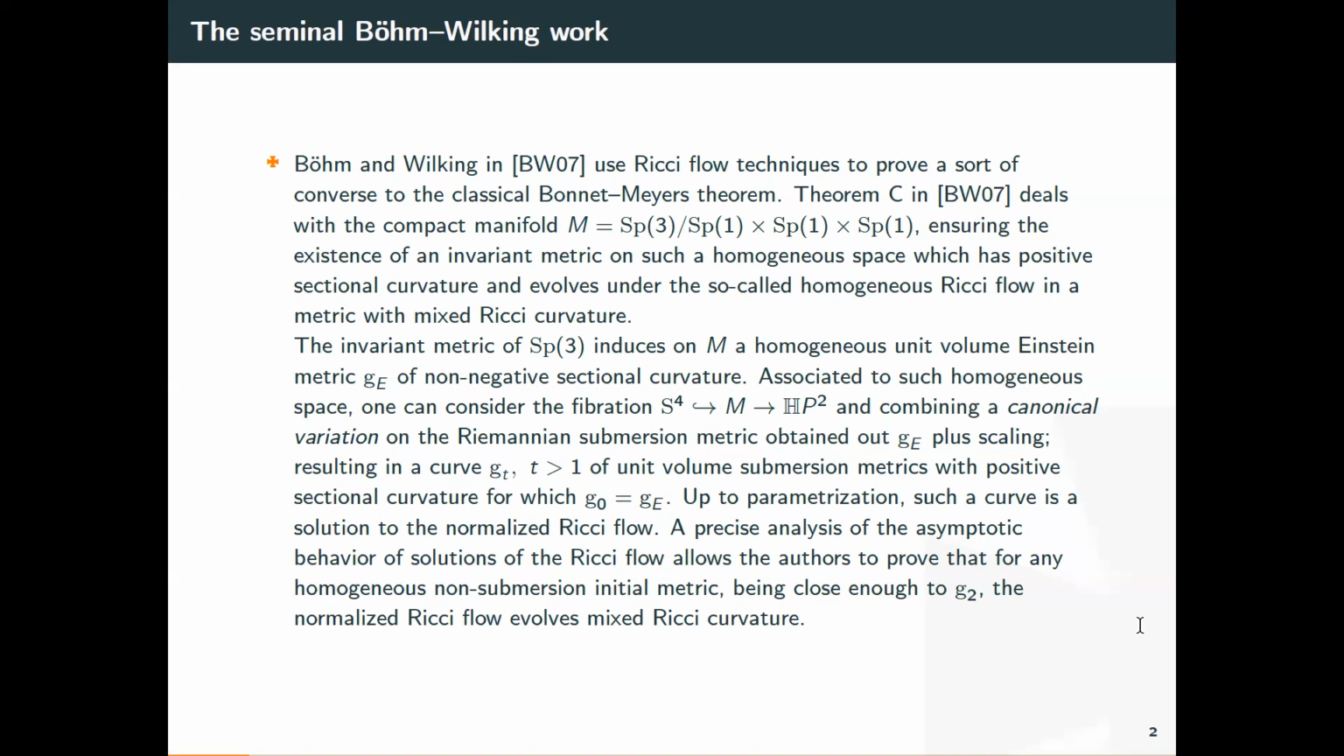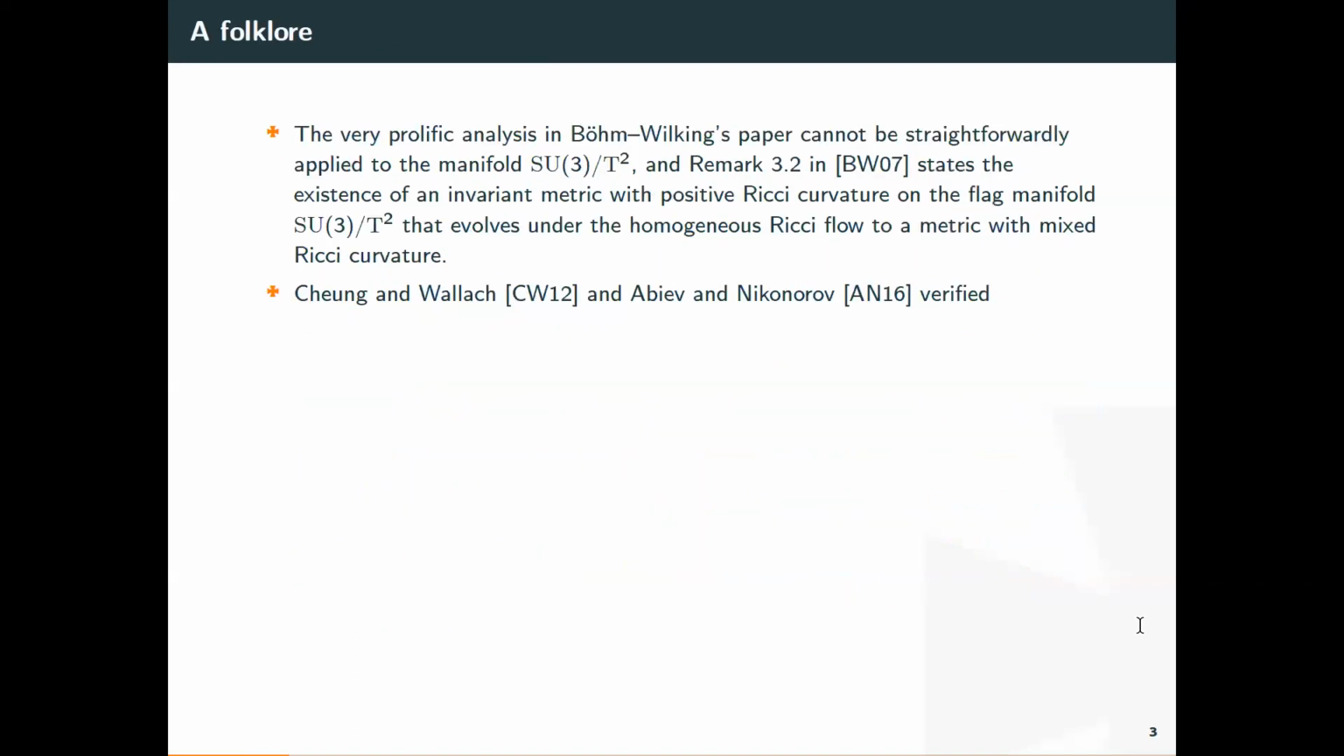Okay, so this is a consequence of the work proving this kind of reciprocal, this kind of converse to the Bohnenblust theorem. Okay, but then what do I mean by a folkloric aspect of this? The folkloric aspect comes from the fact that Böhm and Wilking remark in their paper that for the flag manifold SU(3) over the torus, the maximal torus, the same analysis from the point of view of ODEs that they employ for the 12-dimensional example cannot be straightforwardly applied.